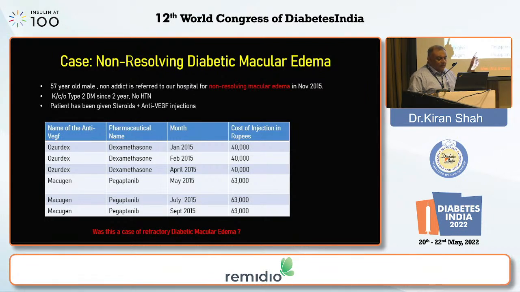And you can see the amount of anti-VEGF, which cost anywhere from 40,000 to 63,000. Despite this, there is no improvement in diabetic macular edema. So what came to us was a non-resolving diabetic macular edema who has been given all these injections, possibly 6-7 injections. So was this a case of refractory diabetic macular edema was the question.